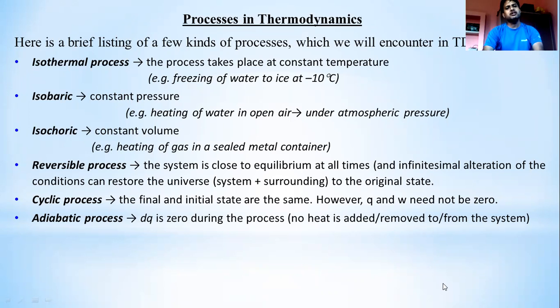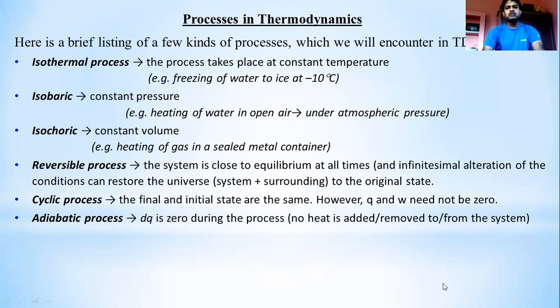Isobaric process is where pressure is constant, del P equals 0. Isochoric process means volume is constant, that means del V equals 0. Cyclic process means whenever you start from a point, after two or three stages you come back to the initial point. That process is called a cyclic process, so the final and initial states are the same. However, Q and W need not be 0 in this case. Adiabatic process means there is no exchange of heat between system and surrounding, that means dQ equals 0.